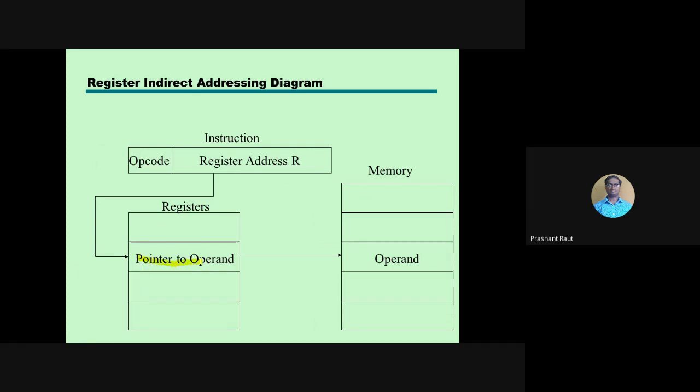Previously in register we get the direct operand, but now here in the register you will get the address of the operand, that is a pointer, and again this pointer is pointing to some memory location. So this is the concept called register indirect addressing.